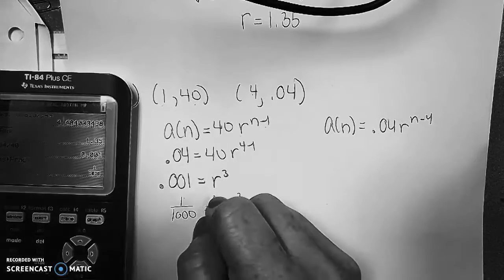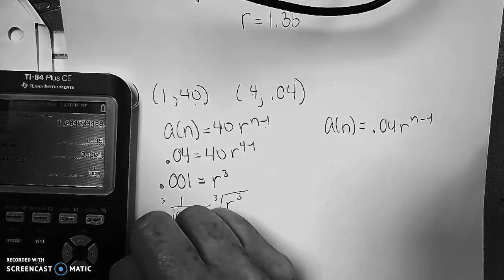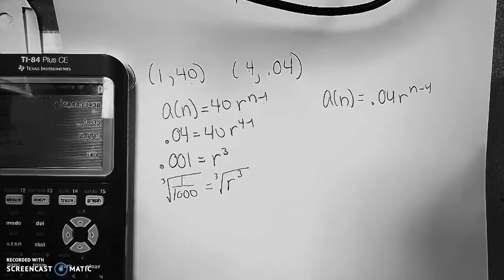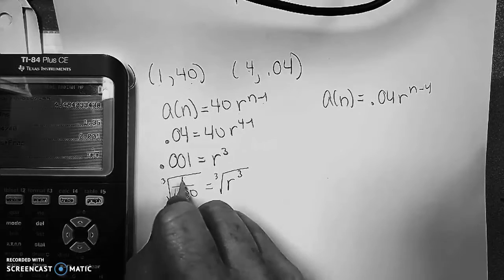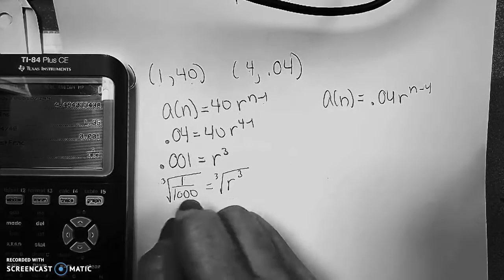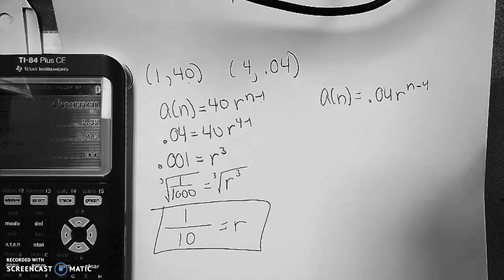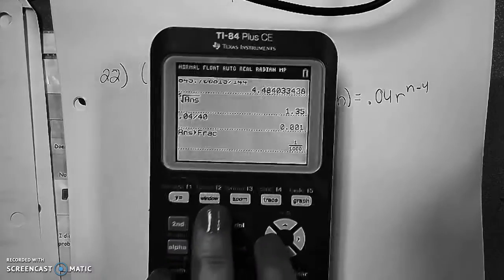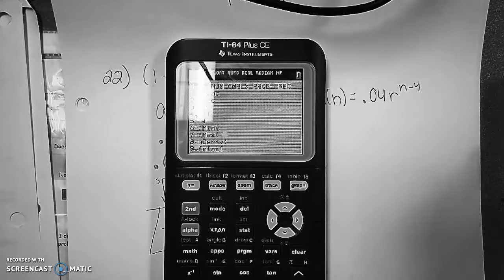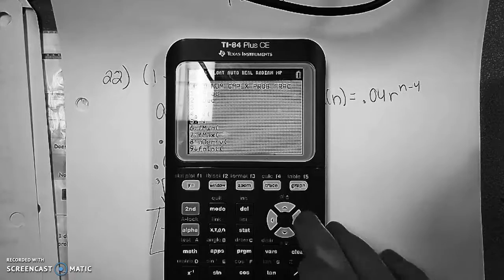So to solve this equation, I need to take the cube root of both sides. Now, you could do this one without a calculator. The cube root of 1 is 1. The cube root of 1,000 is 10. And so there's r. But as a reminder, okay, math, and then hit number 5.